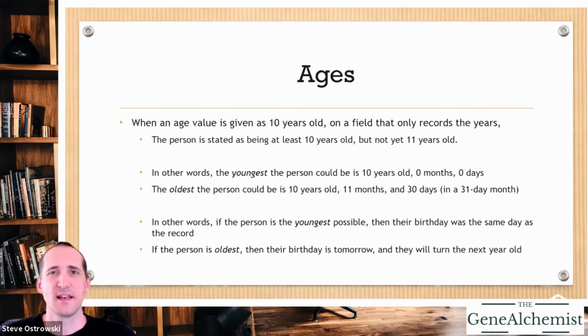And that's really the method that I use when I think about doing this mentally in my head. I say, okay, if the person is the youngest possible, then their birthday was the same day as the record. And if the person is the oldest, then their birthday is tomorrow, and they will turn the next year old. Okay. So either of those ways of thinking about it, whatever works for you. That first section about 10 years old, 0 months, 0 days, that works when you're using some of the genealogy software calculators, for example. But the second one I find is easier to think of mentally.